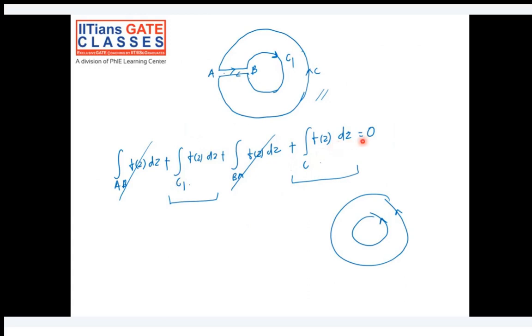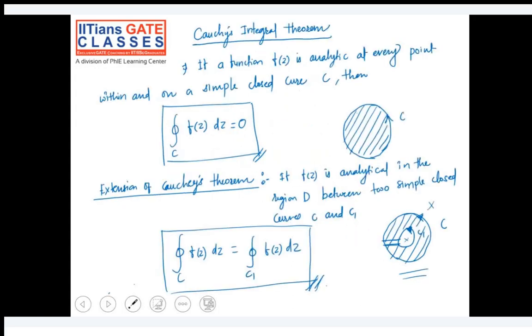Here c1 and c are taken in the reverse manner, right? So in short, they should be equal. If one is positive, another has to be negative, then they will cancel out each other. So that is how you can prove the extension of Cauchy's integral theorem in case of ring shaped regions, where the integration over curve C or integration over curve C1 will end up with the same answer. And so you can say it's path independent.